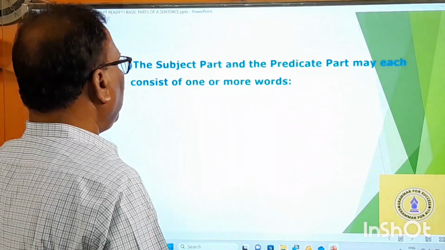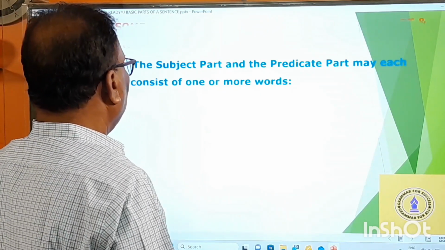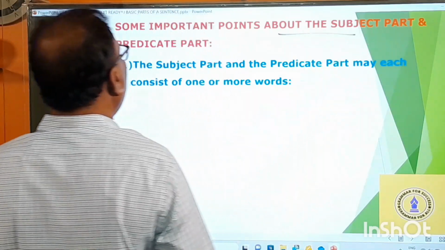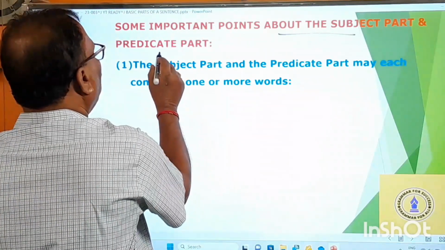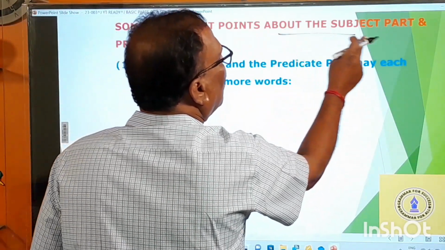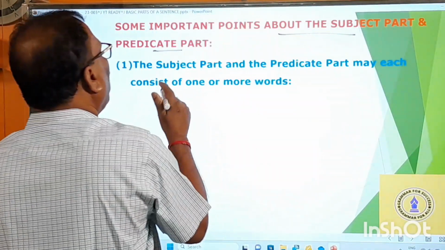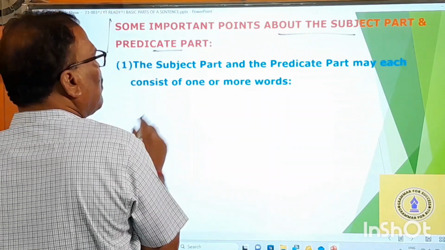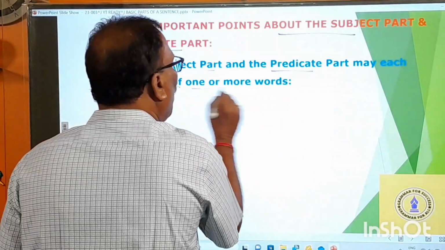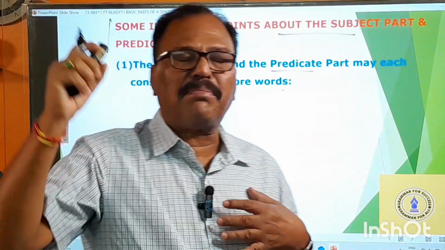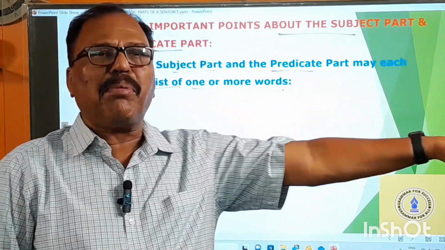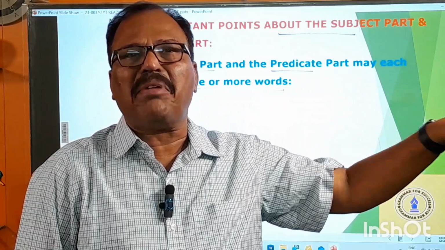And here, some important points about the subject part and the predicate part. Okay, what are the important points? See, number one, the subject part and the predicate part may each consist of one or more words. The subject part may consist of one word or many words. The predicate part may consist of one word or many words.